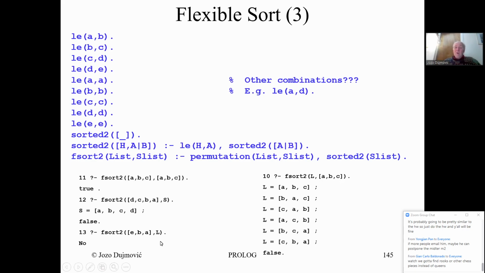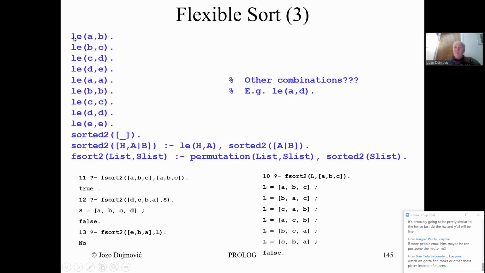But when you come here and say, sort me E, B, A, to get A, B, E, you don't get a sorted result. It says, no, that is not possible. Why is it not possible? Because there is no transitivity here in these relations.